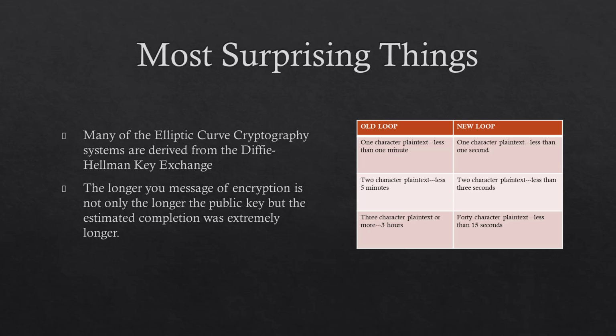which took up to 3 hours to decipher a 3-character plain text. With the new loop, no matter how long your public key is, the estimated completion time is not relevant. A 40-character plain text encryption on the new loop algorithm can be done and decrypted in less than 15 seconds.